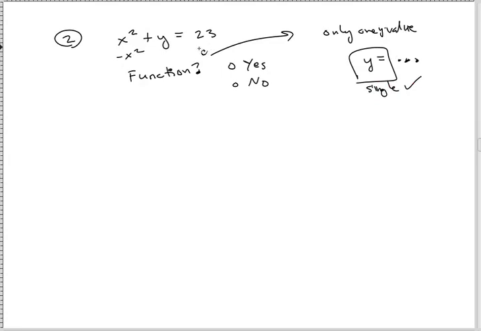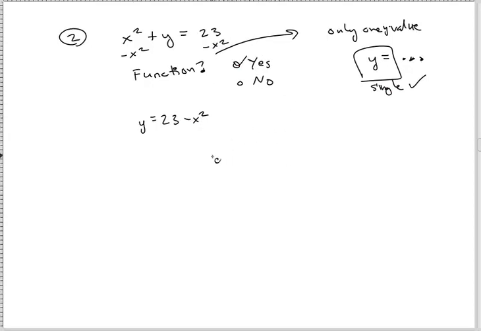Well, I'm going to minus x squared on both sides. And so I got y is equal to 23 minus x squared. So yes, function. We're good to go. But now let's try a couple others since we're here.